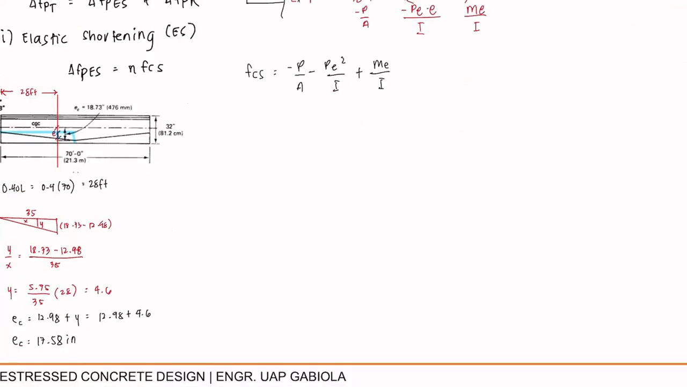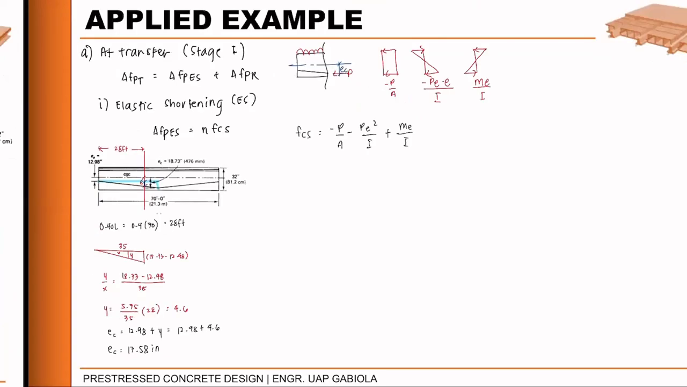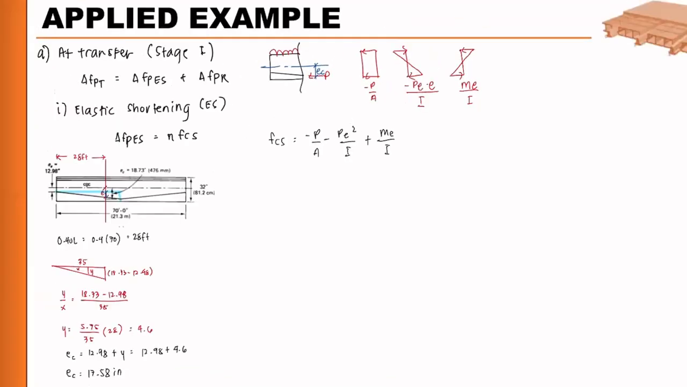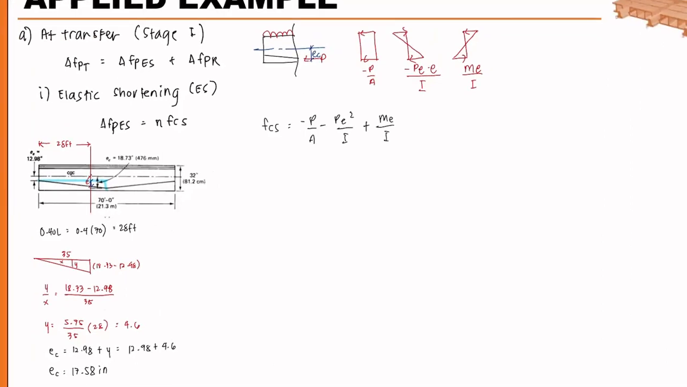Wala pa tayong value ng moment. At ang moment natin ay at that point. So para makuha yung moment, kailangan mag-cut tayo ng section. Babalik tayo dun sa length natin at x.